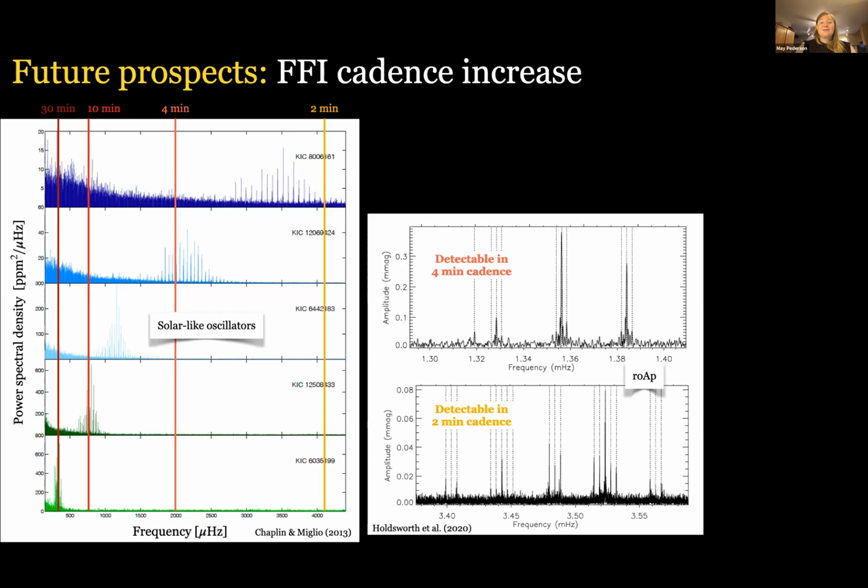If you look at the rapidly oscillating AP stars, the 4-minute cadence is also going to make it possible to study these oscillations in some of the stars. And I think I counted about half of the stars in Daniel Holdsworth's paper. Whereas for some of the stars, we still need for sure these 2-minute cadence data to be able to study these oscillations in the stars.